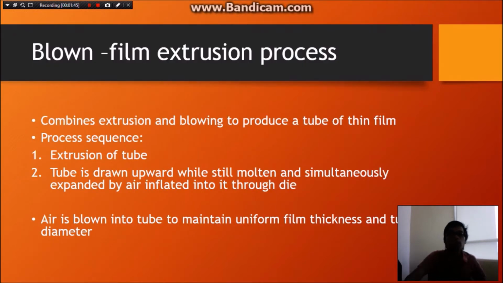Okay, next is about blown film extrusion process. It is a combined extrusion and blowing to produce a tube of thin film. This is the process sequence. First, extrusion of the tube, and then the tube is drawn upward while still molten and simultaneously expanded by air inflated in it through the die. The air is blown into the tube to maintain uniform film thickness and tube diameter.